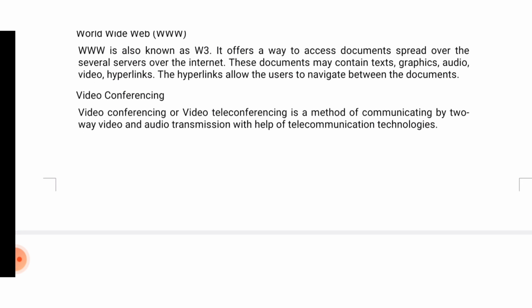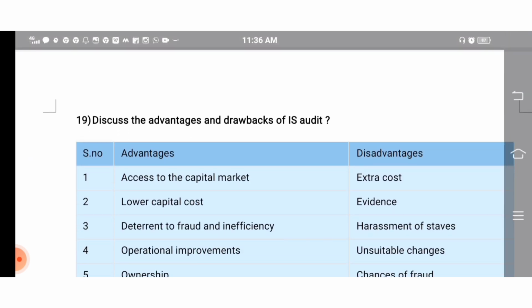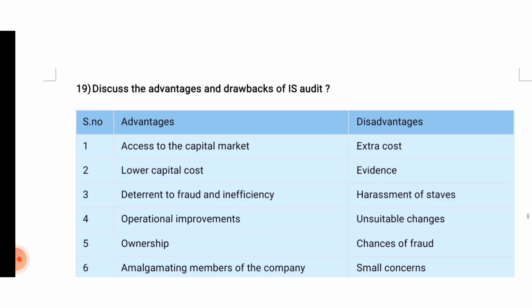Video conferencing or video teleconferencing is a method of communicating by two-way video and audio transmission with the help of telecommunication technologies. Next question, discuss the advantages and drawbacks of information system audit.